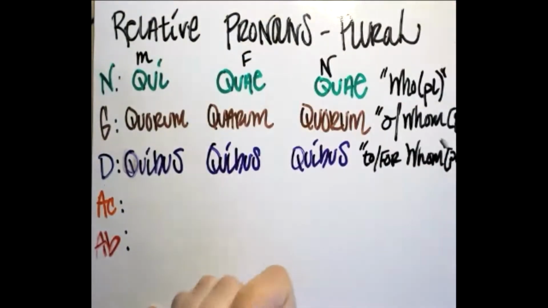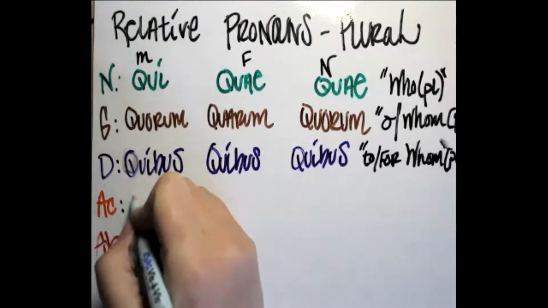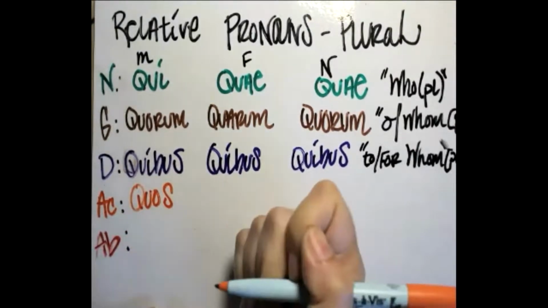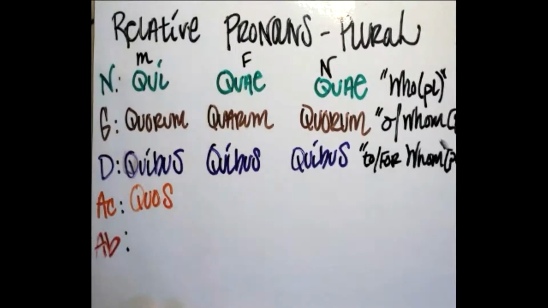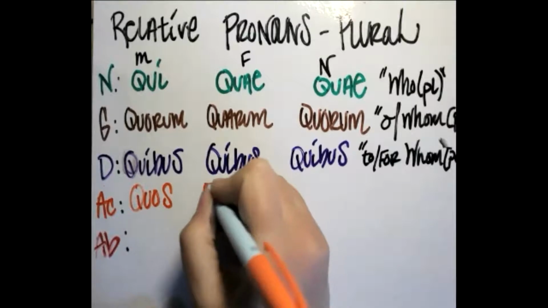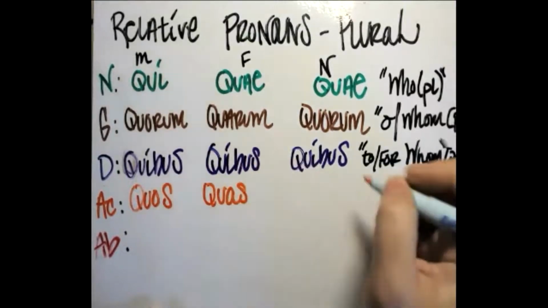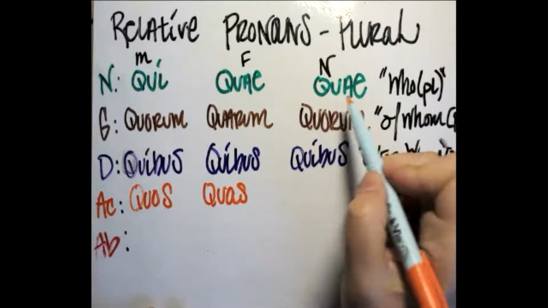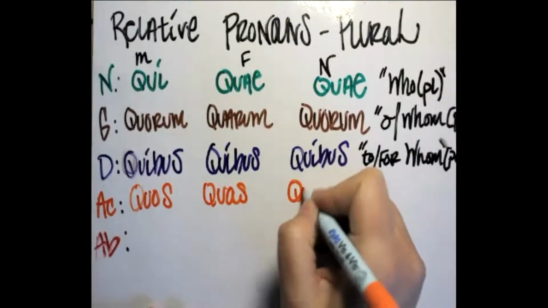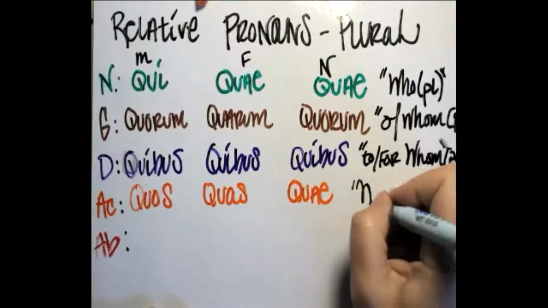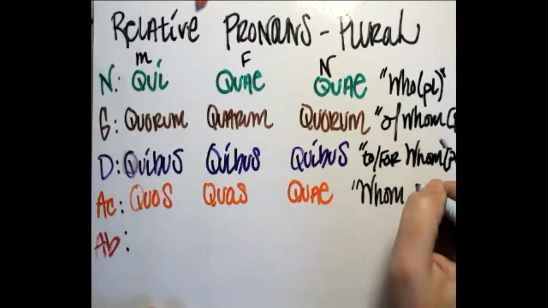Accusative is going to look again like first, second declension. Quos, the OS ending like we have in second declension, Q-U-O-S. In the feminine, quas. And in the neuter, like so many things, neuter is going to repeat the nominative form, quae. And that's just whom, plural.